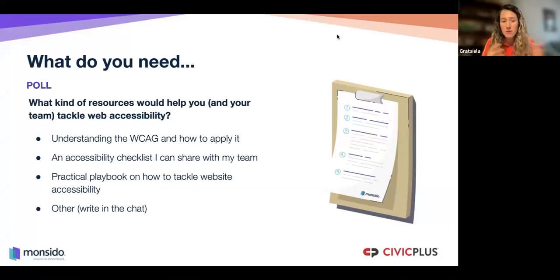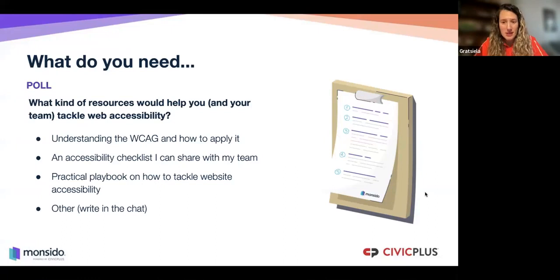Maybe some of you who are already so much ahead in your accessibility journey, you need something else, a resource that can help you out. Please share that in the chat, and we'll make sure that we can work on such a collateral to help you along the way.